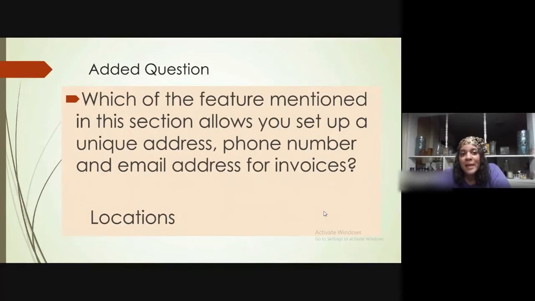Which of the features mentioned in this section that I just went over, locations, classes, and so on, projects and sub-customers, which one of them allows you to set up a unique address, phone number, and email address for invoices? The answer to that is locations. So that ends section 1.